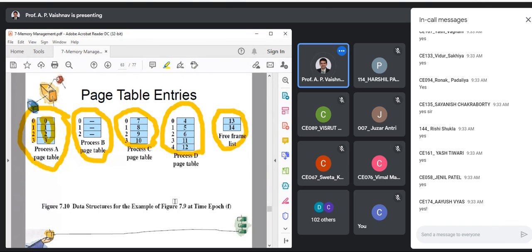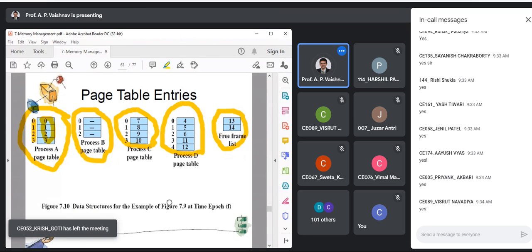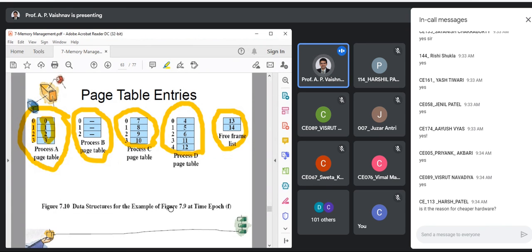Okay, good. So this is about paging and the basic concepts of paging. Still, we are going to look at some examples, because in exams like GATE, you are asked numericals more often from this concept. So we'll look at some of the examples. Is it the reason for cheaper hardware? Yes, one of the reasons you can say.